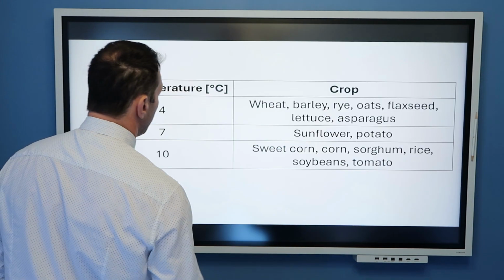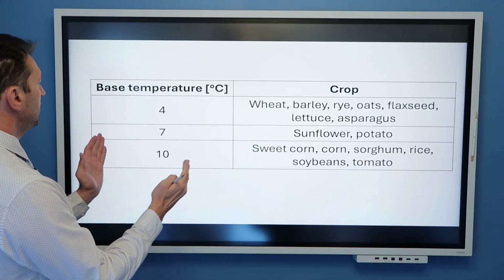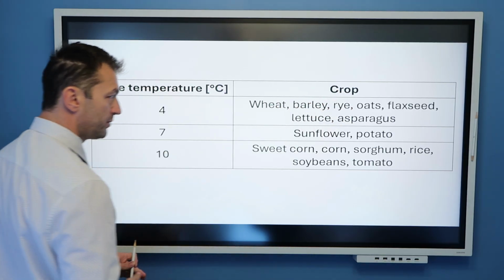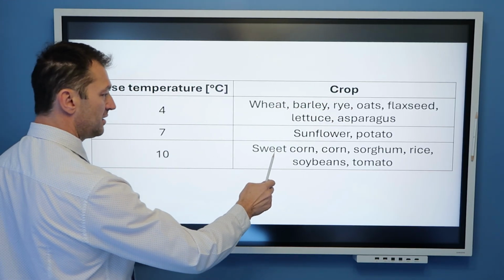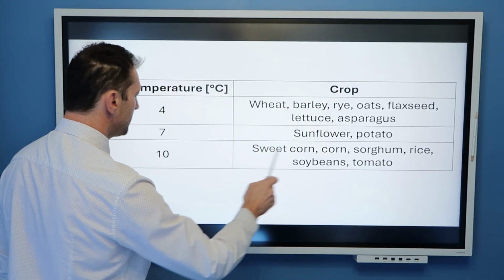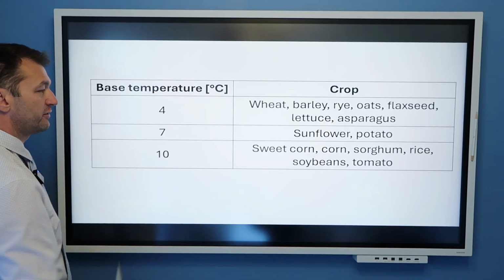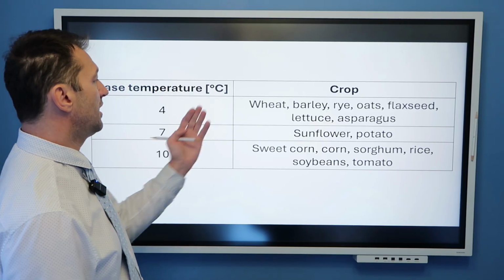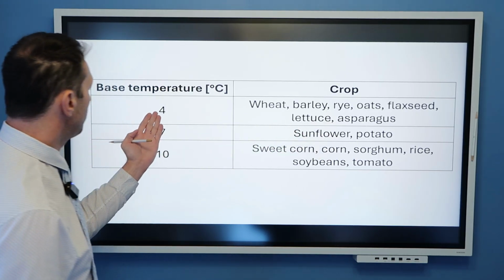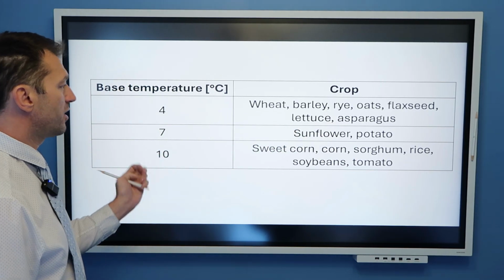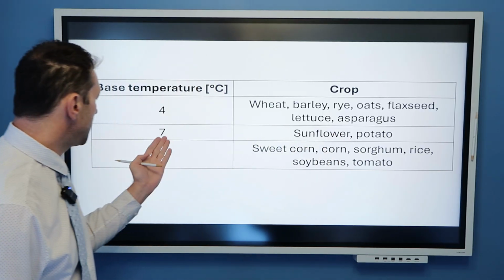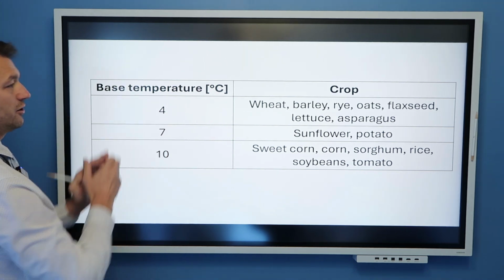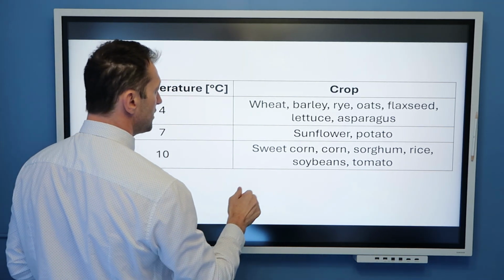Now, if we go to a simple table where here we have base temperature and here we have different crop species, then, as I discussed in this video, corn as well as sweet corn have base temperature of 10. However, some other species, such as lettuce, asparagus and whatnot, have base temperature of 4, whereas sunflower and potato have base temperature of 7. So you would use these values in the calculation of growing degree units.